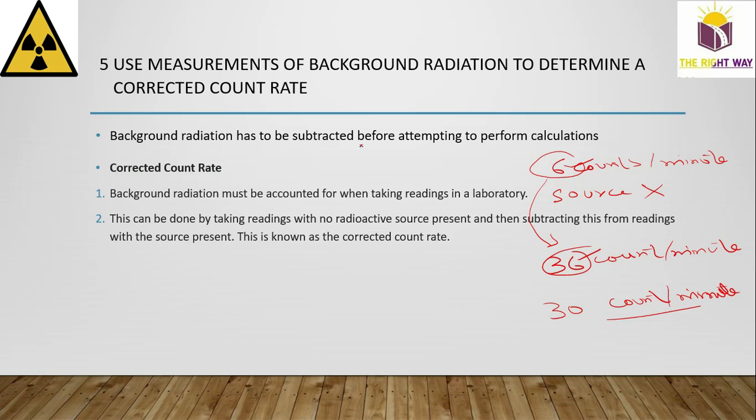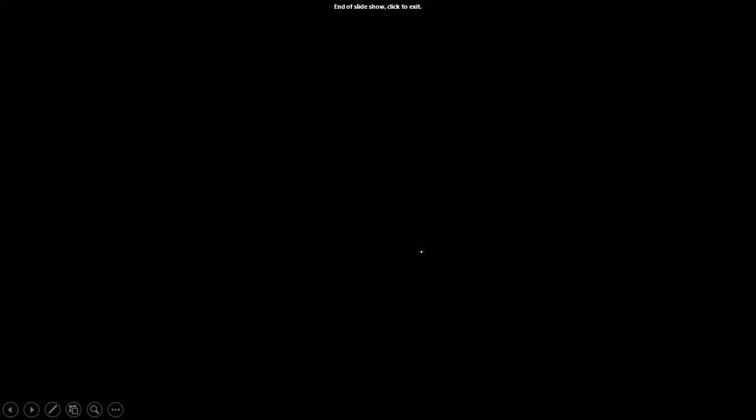Background radiation has to be subtracted before attempting to perform calculations. Corrected count rate: background radiation must be accounted for when taking readings in a laboratory. This can be done by taking a reading with no radioactive source present and then subtracting this from the reading with the source present. This is known as the corrected count rate.